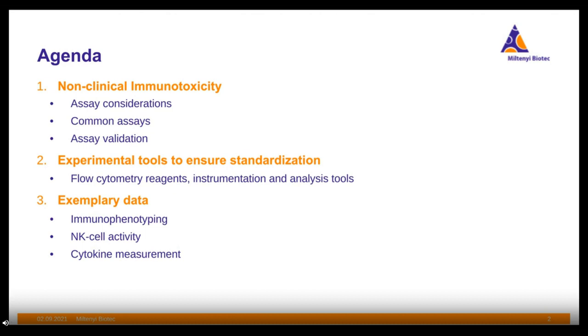I will then focus on experimental tools, specifically flow cytometry for assay analysis, and how we can support assay standardization with our solutions. Finally, I will show you some exemplary data that are of specific interest for immunotoxicity assessment, mainly immunophenotyping, NK cell activity assay, and cytokine measurement.